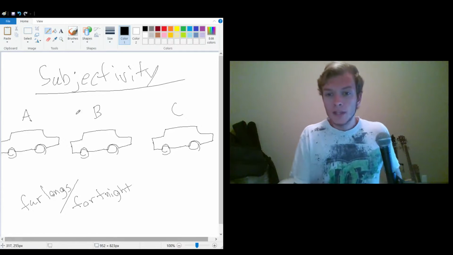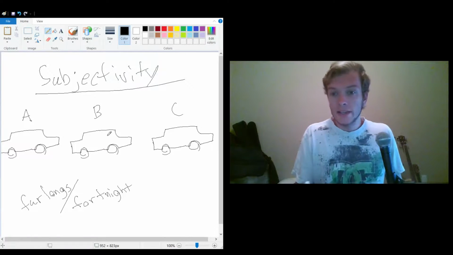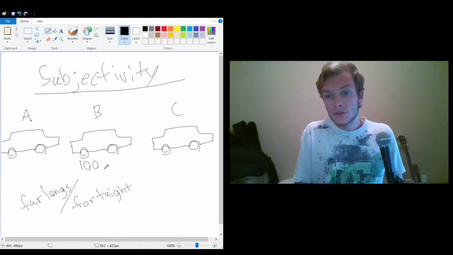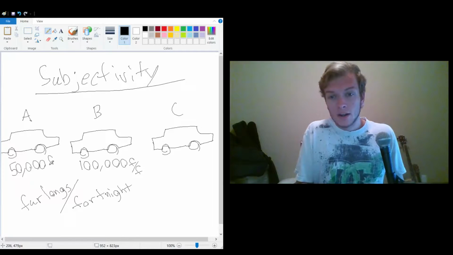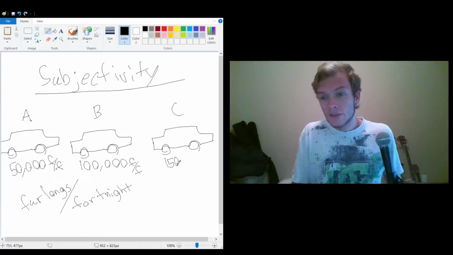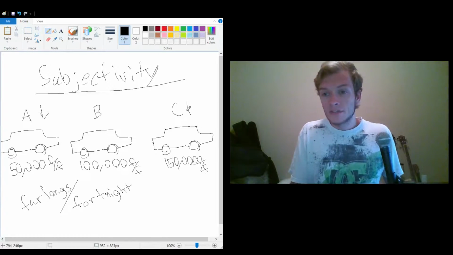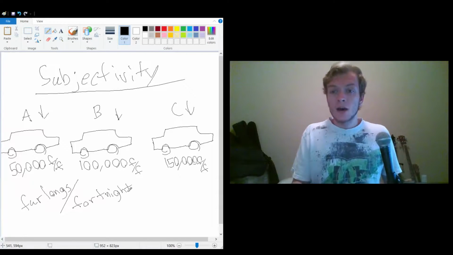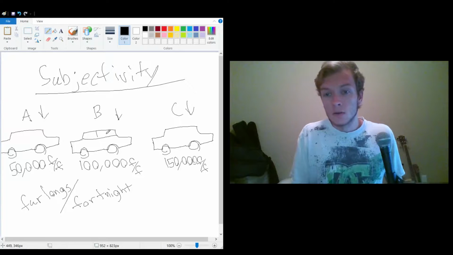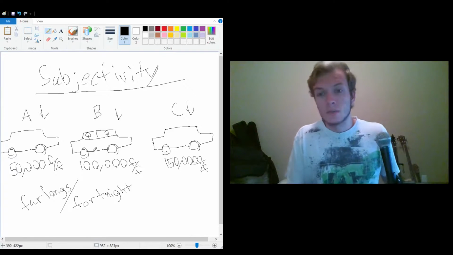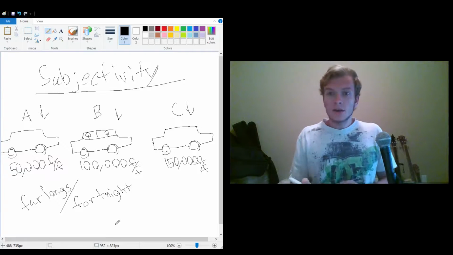Let's assign some numbers to these cars. Let's say that car B is going 100,000 furlongs per fortnight, car A is going 50,000 furlongs per fortnight, and car C is going 150,000 furlongs per fortnight. So we have an obvious slowest car, an obvious fastest car, and a car here in the middle. Now, let's say we are in car B. So this is me, and this is you. We are both stick figures. We are both very in shape, as you can see.